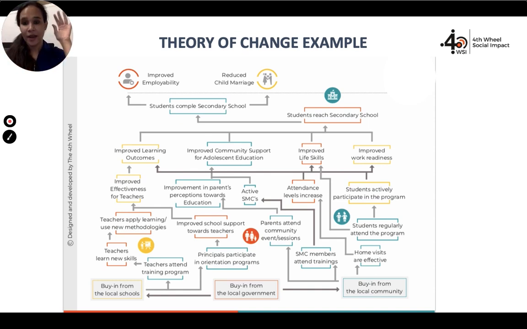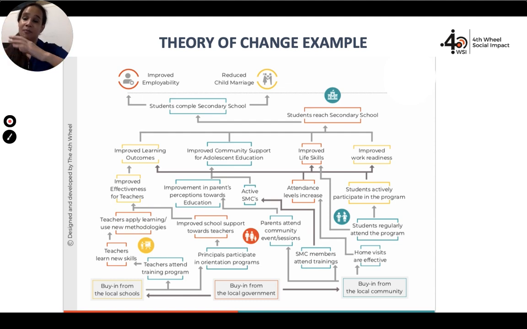Going below, you see there's a lot of interconnectedness between outcomes. When you're looking at improved learning outcomes, we are saying it will happen if attendance increases, if teachers improve their teaching, and if community support and parents' perceptions improve. For improved life skills or work readiness, students need to actively participate in the program. For participation, they need to attend the program.